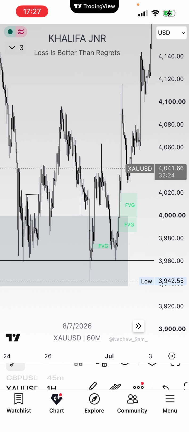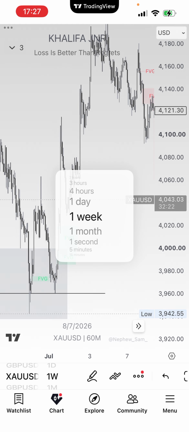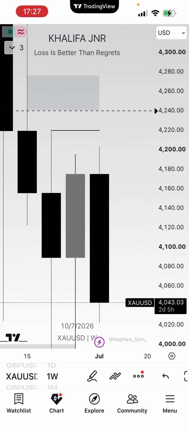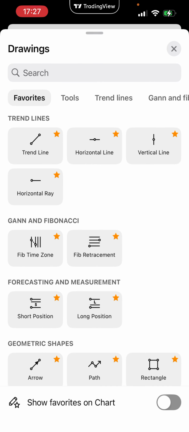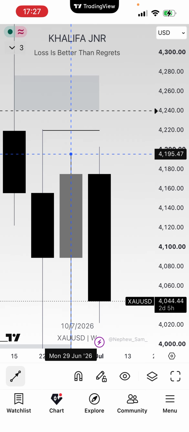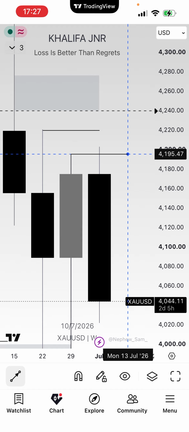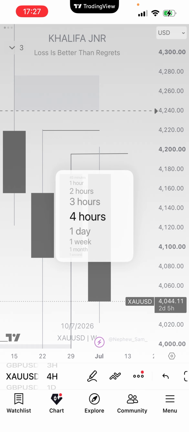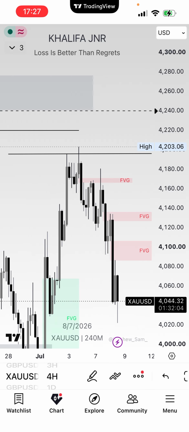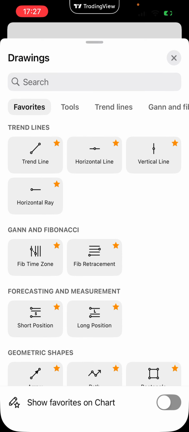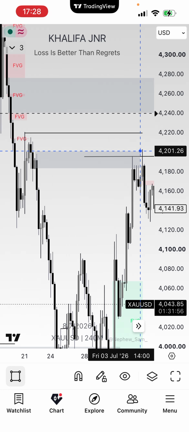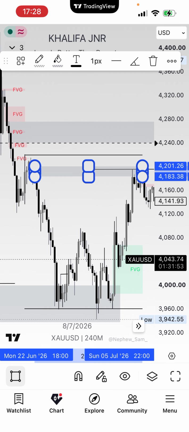Last week I saw that price swept last week's high right here. So I went on the 4 hours, and you can see the supply zone right here.